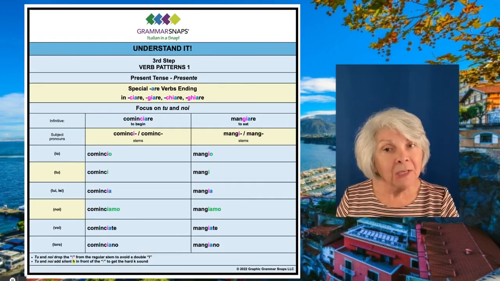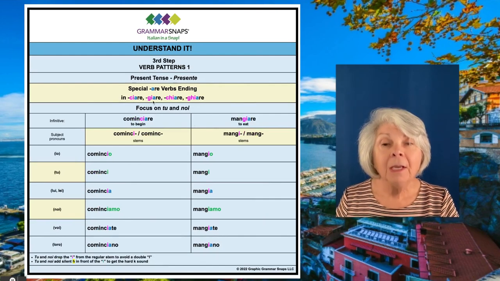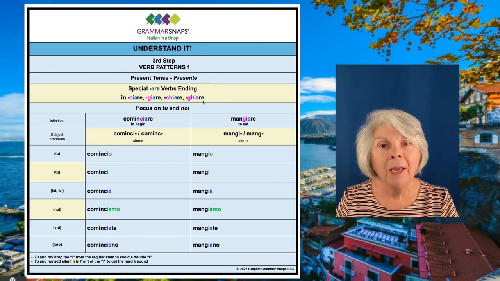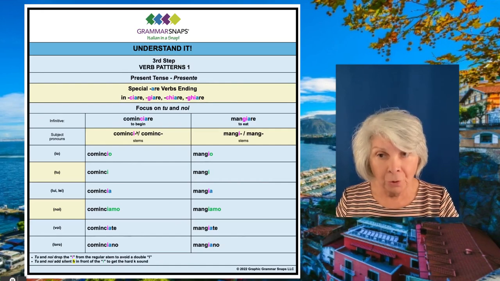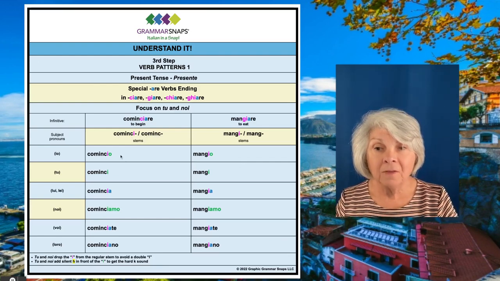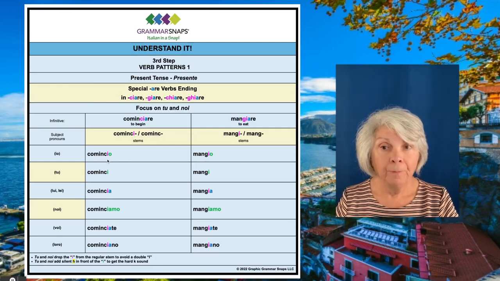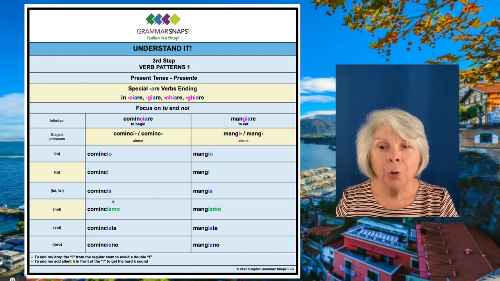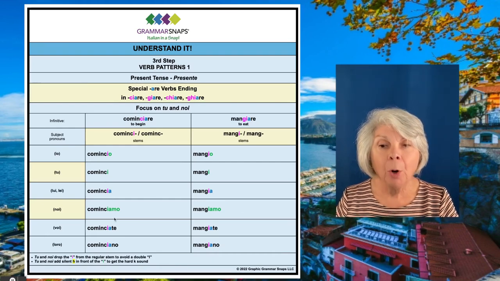Let's go on to the next group. C-I-A-R-E, G-I-A-R-E, C-H-I-A-R-E, and G-H-I-A-R-E. I'm giving you examples in the first two groups. Cominciare, cominci is a regular stem. Then we drop that I. We shortened it, and that gives us comincio, cominci, comincia, cominciamo, cominciate, cominciano.